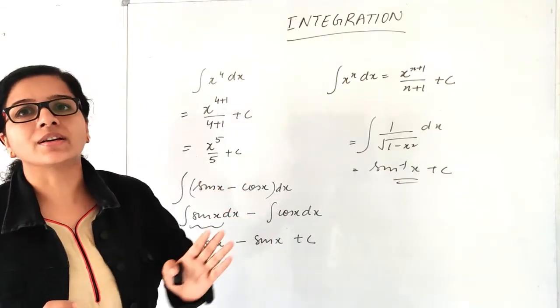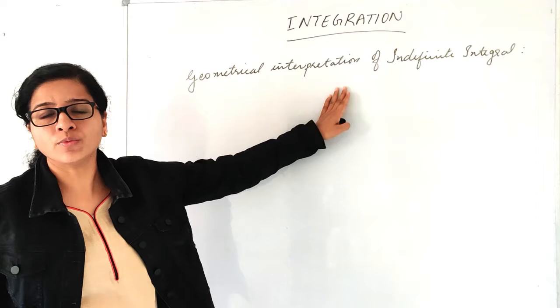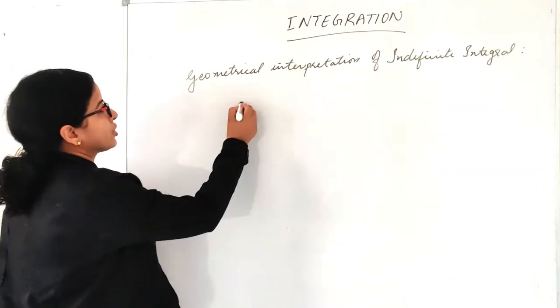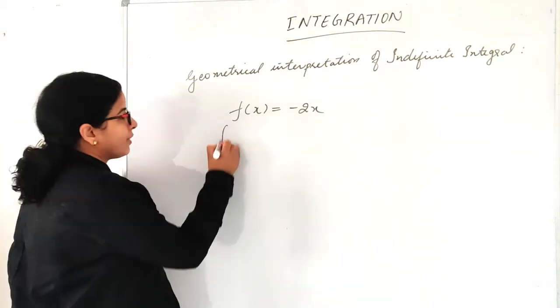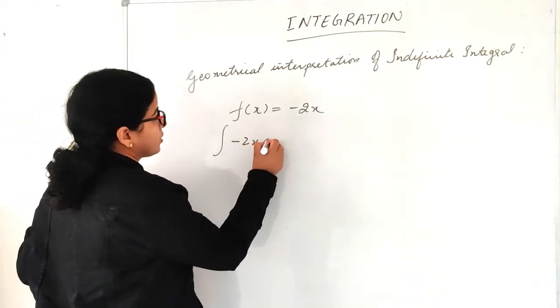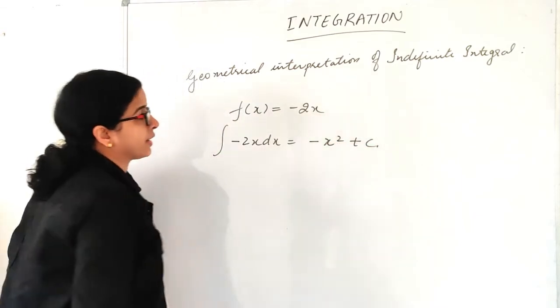Now let us learn what we mean by the geometrical interpretation of the indefinite integral. To understand the geometrical interpretation, I'm taking my function f(x) equal to minus 2x, and if I find the integration of minus 2x dx, I'll get minus x square plus c, correct?